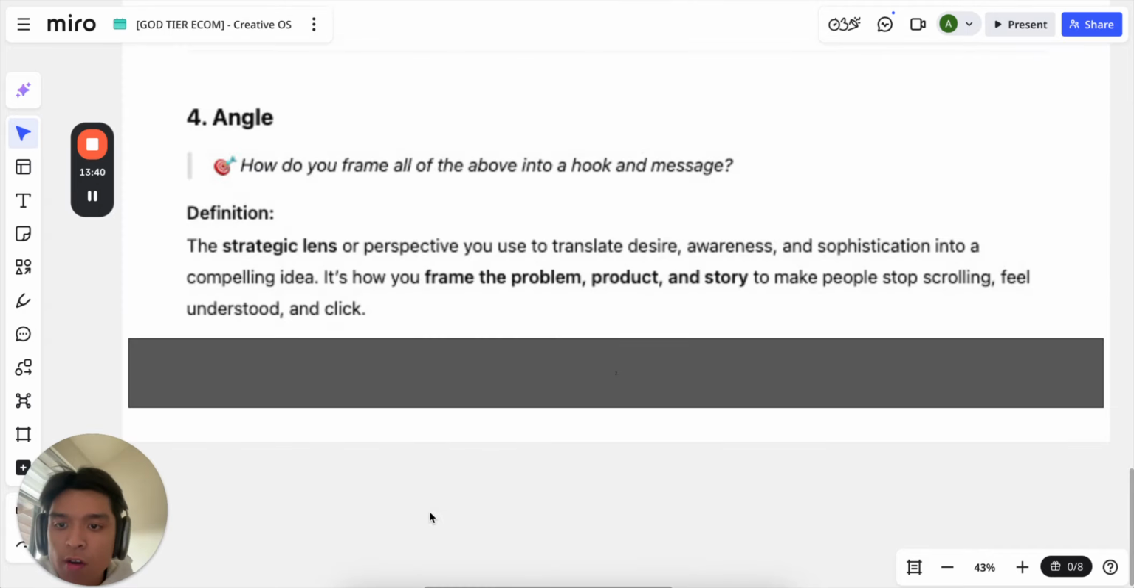It's really focused on how we frame the problem, the product, and the story to make people stop scrolling. So for example, if we take a health and wellness product for someone with pain in the knees, let's say some knee patches, there are people that will get hooked in by different stuff, for different reasons. One person might resonate with hearing a story of a friend who found this thing scrolling on Facebook and decided to give it a try, and lo and behold, it worked.